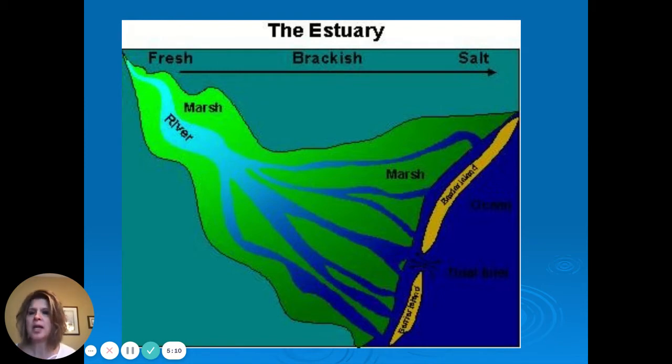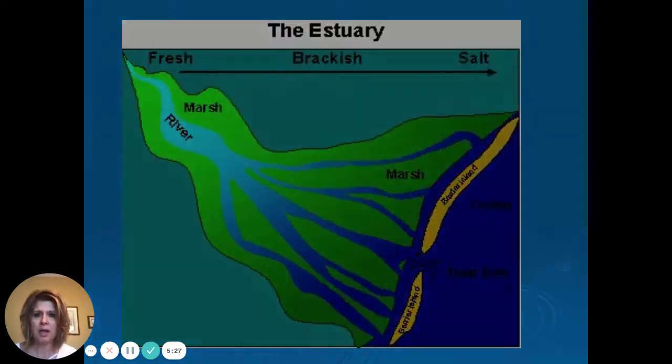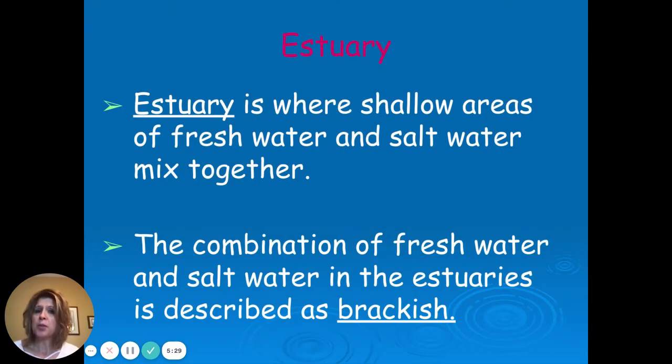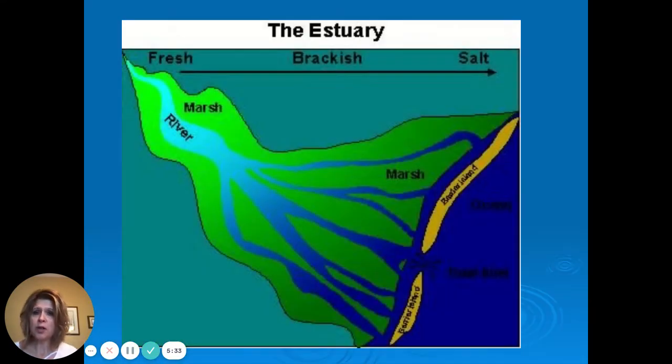An estuary is where fresh water dumps into a larger body of water of salt. A fresh water, like the Potomac River, dumping into the Chesapeake Bay. An estuary is where a shallow area of fresh water and salt water mixes together. So look back at this. The definition is where fresh water mixes with salt water.